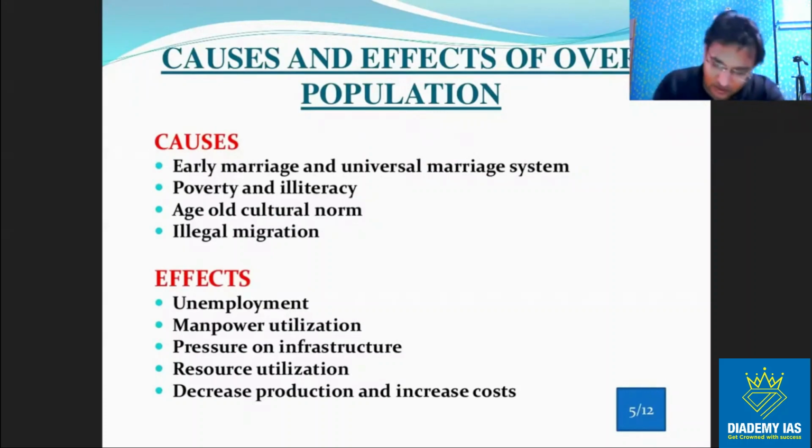Okay? But still, primarily, why we have high population: early marriage, and marriage age is very, very less. That increases the number of the childbearing age group. Okay? And we have universal marriage.